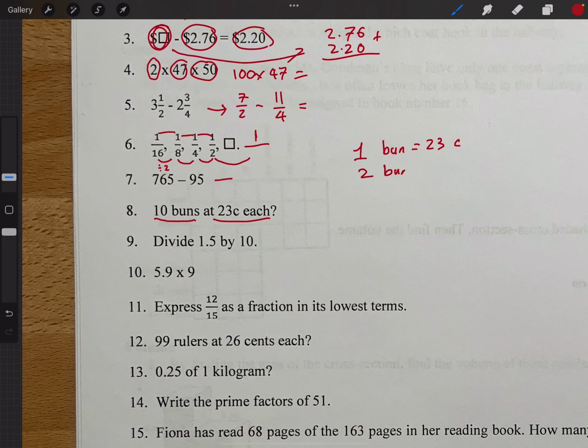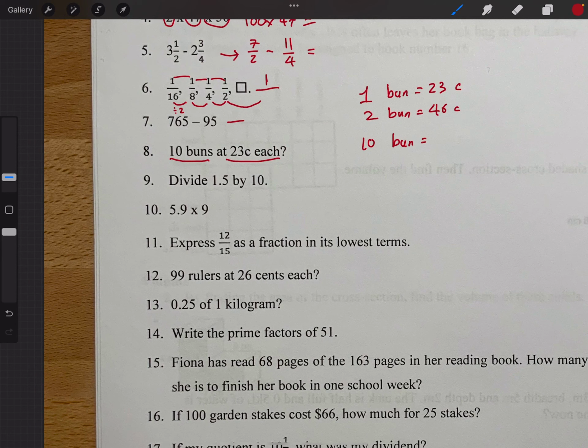2 buns equal 46 cents. What's 10 buns? That's the question it's asking. How many for 10 buns? How much will it cost? So 10 times 46 and you get the answer. Oh, sorry, 10 times 23 cents each.